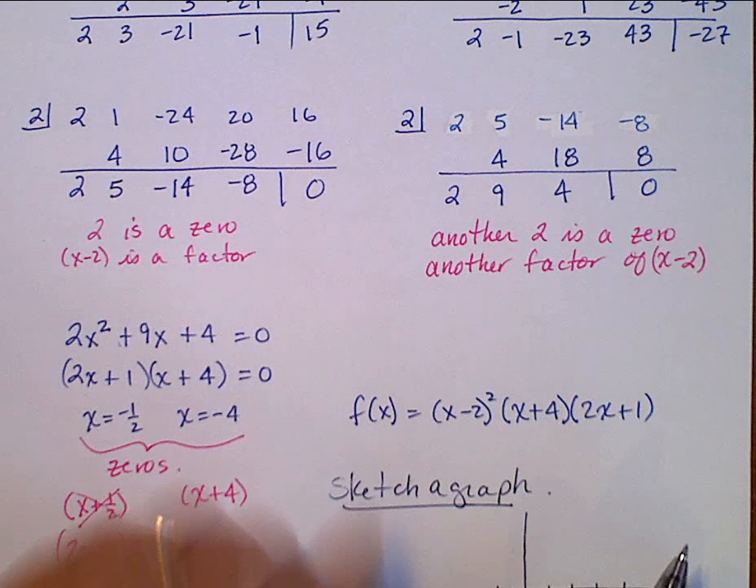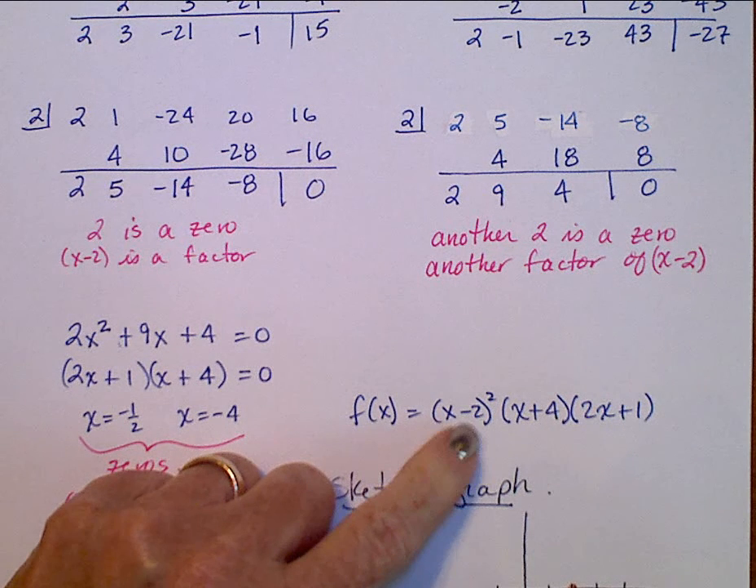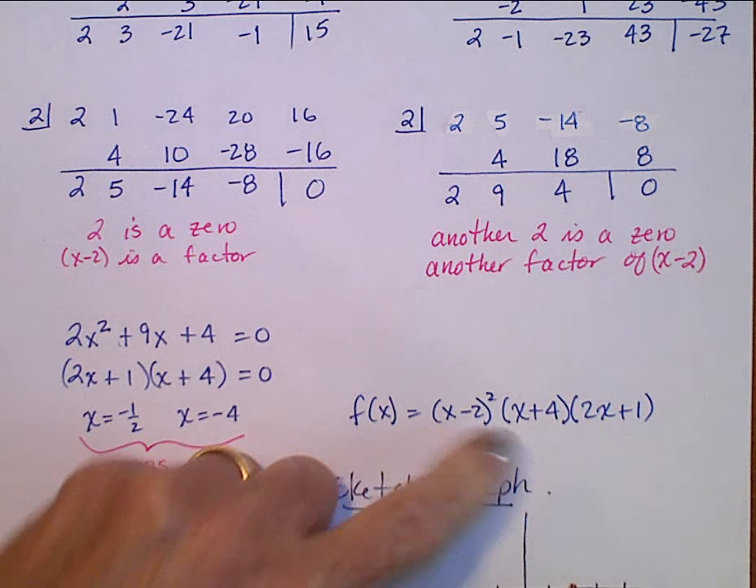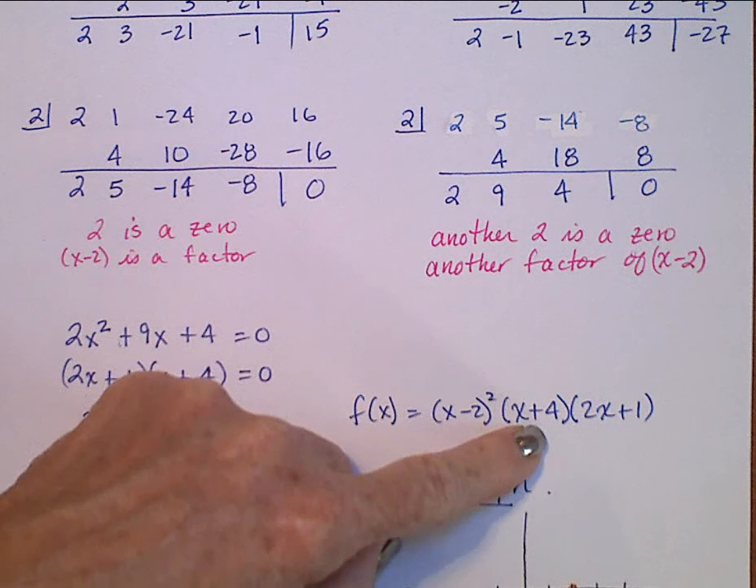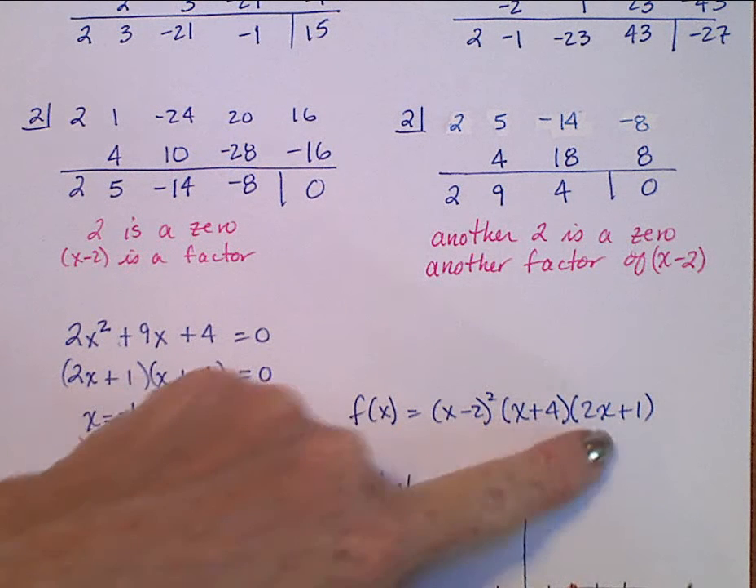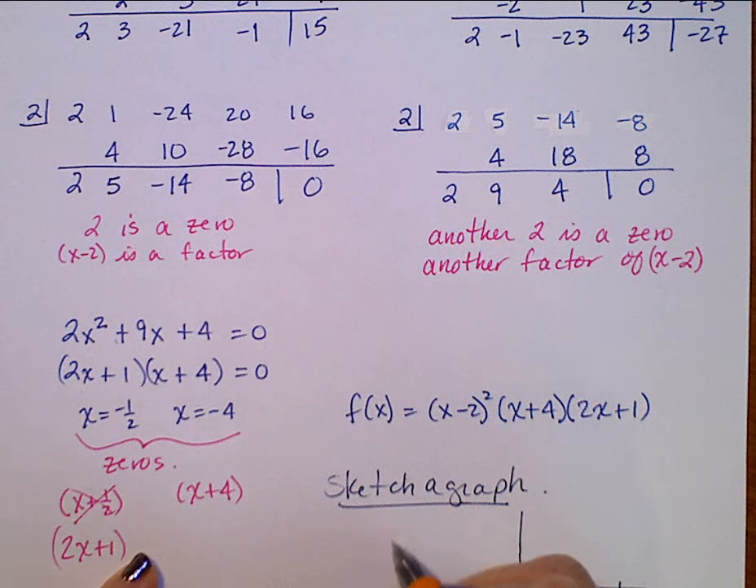Okay, we know we have a zero at 2, and it's a multiplicity 2 zero, so that one's just going to touch. We have a zero at negative 4, and it's odd multiplicity, so we cross through, and we have a zero at negative 1/2 right there, and we're going to cross here. Degree 4, positive leading coefficient, so both ends up. See, cross here, touch, and back up.